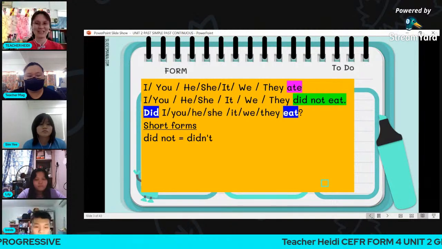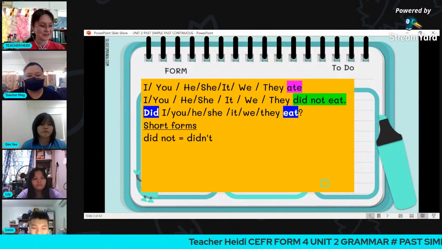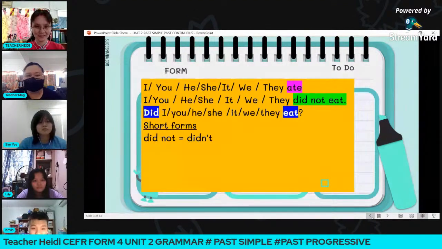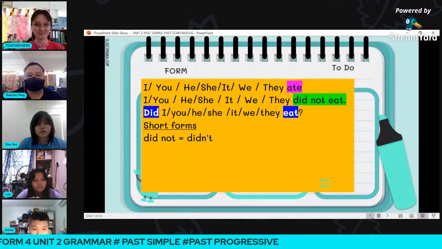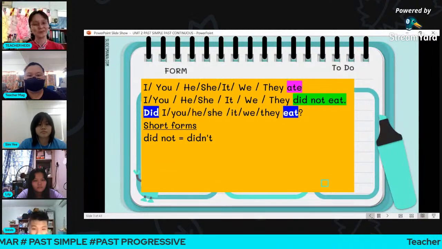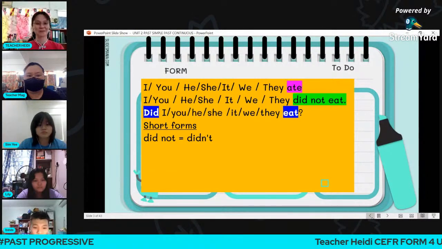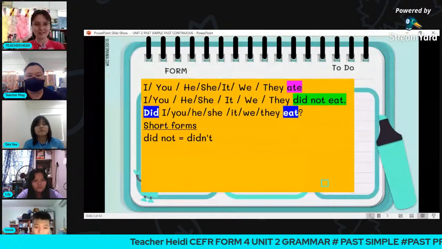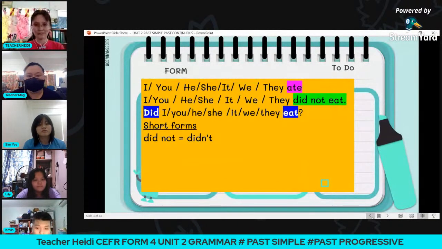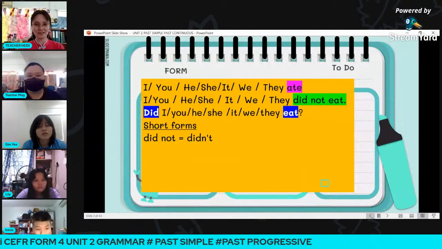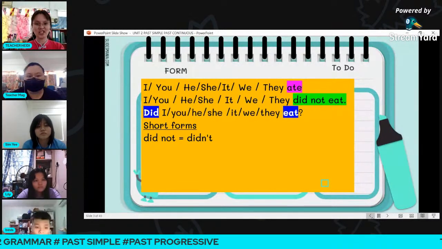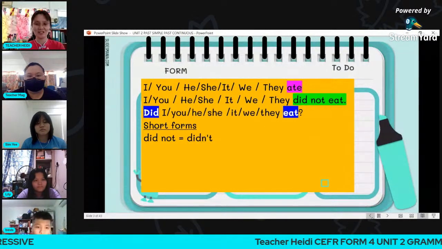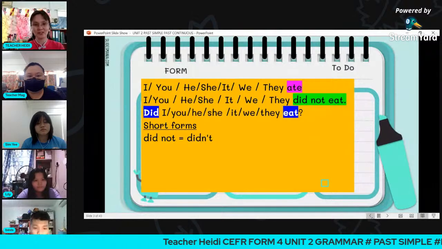I, you, he, she, it, we, they ate. I, you, he, she, it, we, they did not eat. Did I, you, he, she, it, we, they eat? Short form: did not, didn't. Actually, all the ones that I didn't highlight are the pronouns. So you say, did I eat? Did you eat? Did he eat? Did she eat? Did it eat? Did we eat? Did they eat? So that's how the sentence will look like.